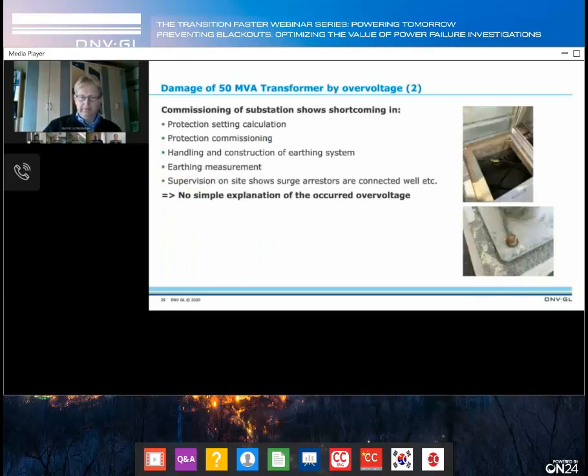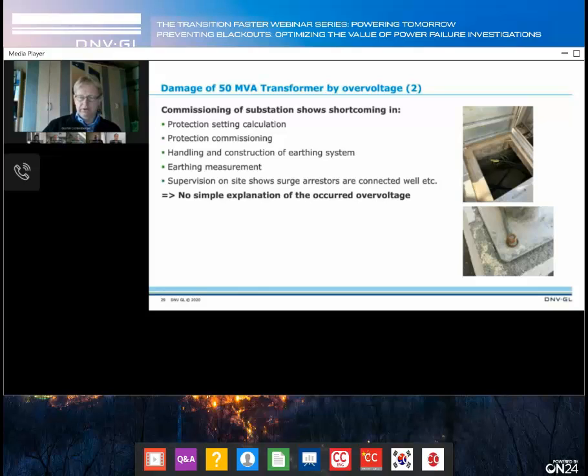And what was the background of this system power failure investigation? During the commissioning, there were a lot of issues coming up. This means we were also involved during the commissioning because there was a wrong protection setting calculation. The protection commissioning was not done in the right way. Also, the handling and construction of the earthing system was really bad.